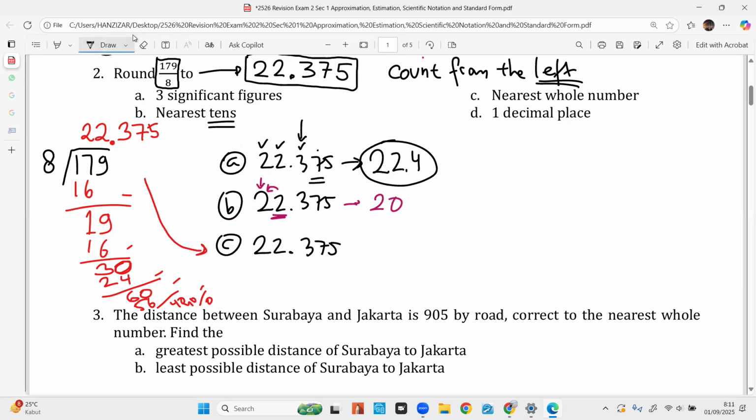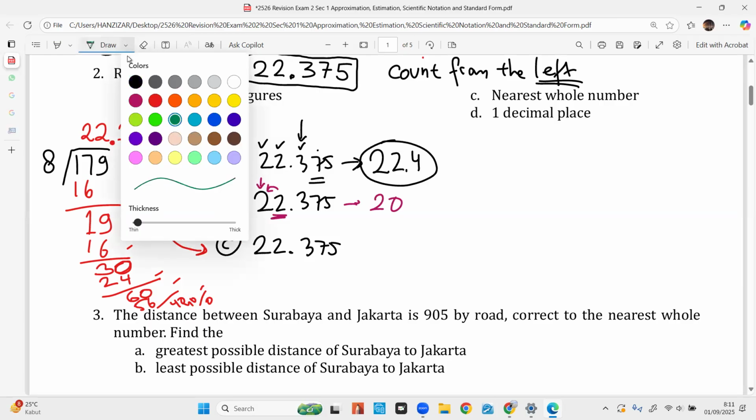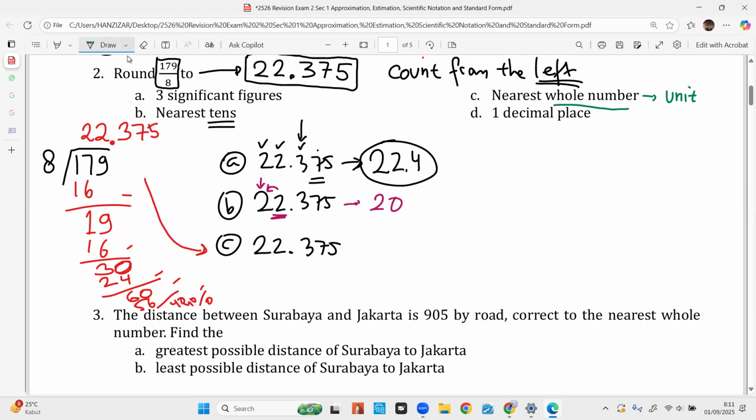22.375. Nearest whole number. Nearest whole number is actually nearest unit. One place value. Okay, nearest one place value. Therefore, here. So the 3 keeps the number rounded down, right? You look at the next digit, 22, that's it.